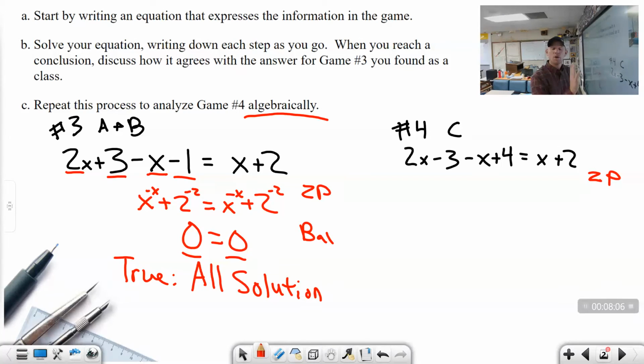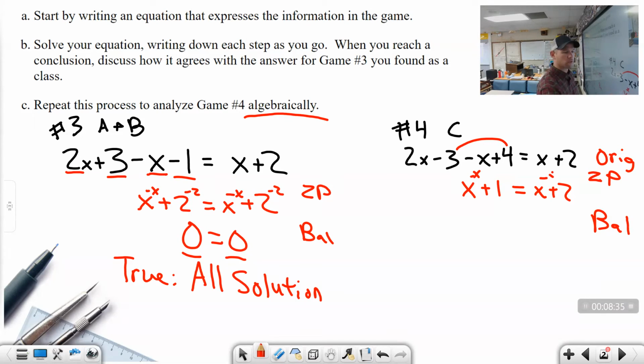0 pairs. The first thing you do, letter C, you need to write down the problem, write original, pause the video if you need to, and let's solve algebraically. 2x take away x, that's 1x. 4 take away 3, that's going to be 1, equals x plus 2. Okay, there's a 0 pair. My next legal move is going to be a balance. I'm going to take an x away from both sides. I'm going to take 1 away from both sides. That's a balance. And I'm going to be left with nothing equals 1.